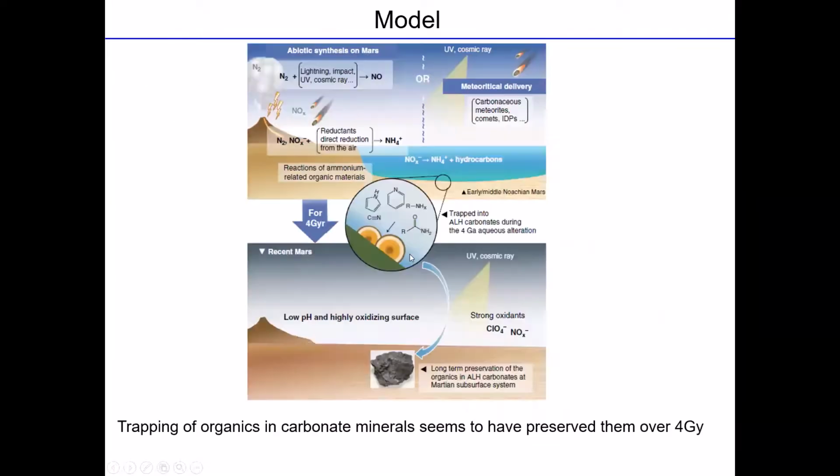So the model that they came up with is looking at early Mars, which was a much nicer place than present Mars, if you don't mind some bombardment. You get organics formed by various abiotic processes, and these end up in the seas. And then you have the carbonates forming and trapping these organics. Billions of years go by, and so this stuff has been sitting near the surface in a highly oxidizing environment.